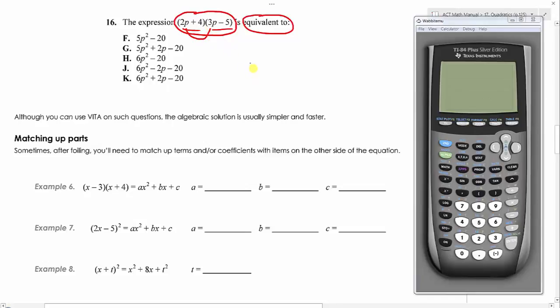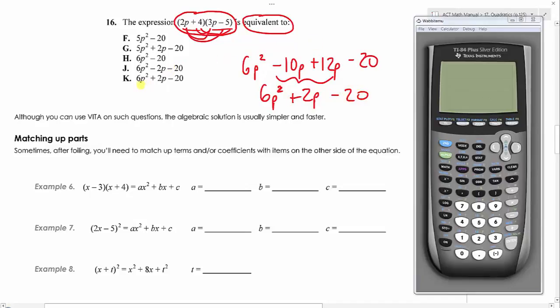So first terms, 2p times 3p is 6p squared. Outer terms, 2p times negative 5 is negative 10p. Inner terms, 4 times 3p, that is positive 12p. Last terms, 4 times negative 5 is negative 20. These two guys are like terms. They can be combined. Negative 10p plus 12p is 2p. So my final expanded form is going to be 6p squared plus 2p minus 20, and that is answer choice K. 6p squared plus 2p minus 20.